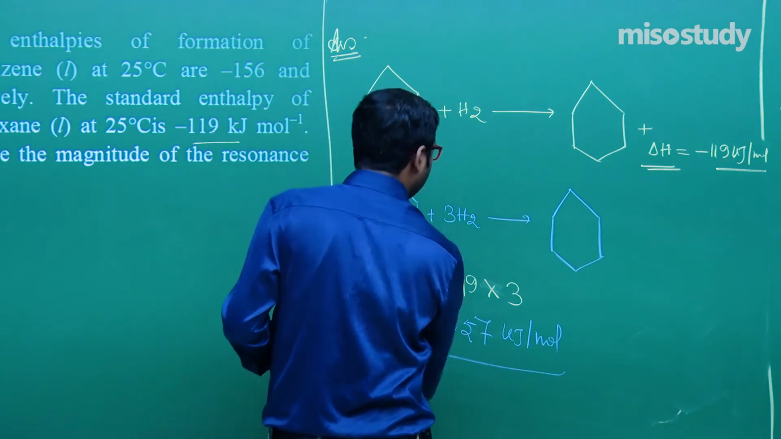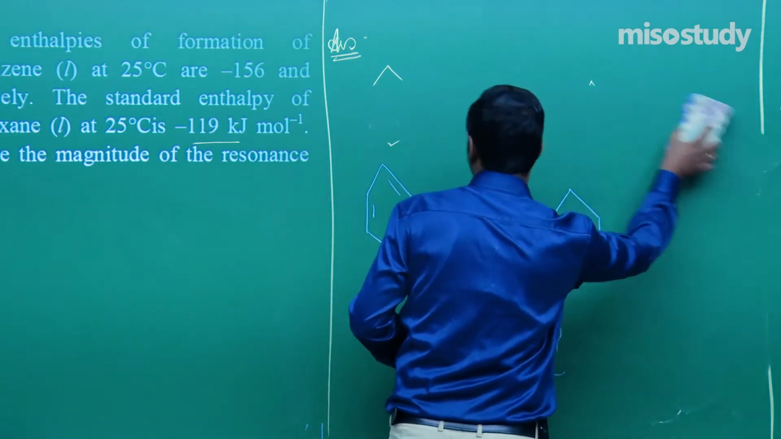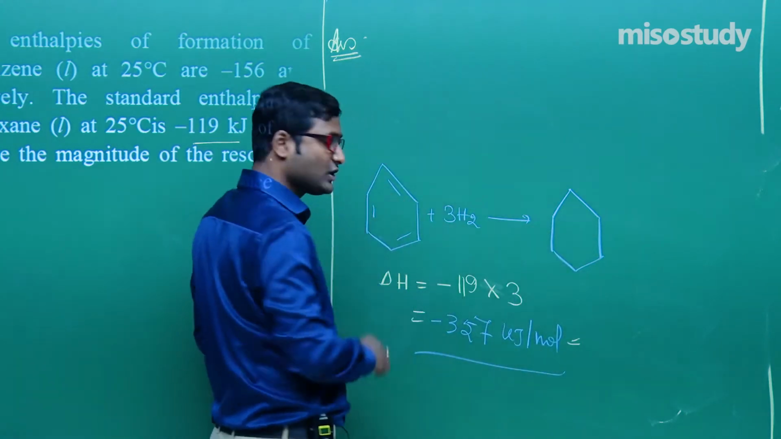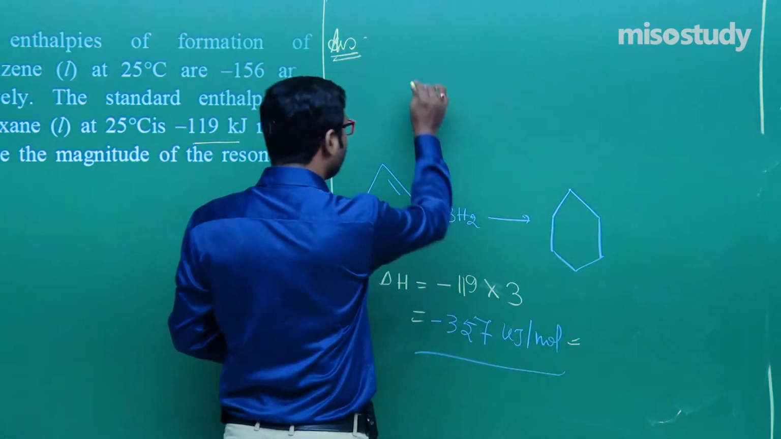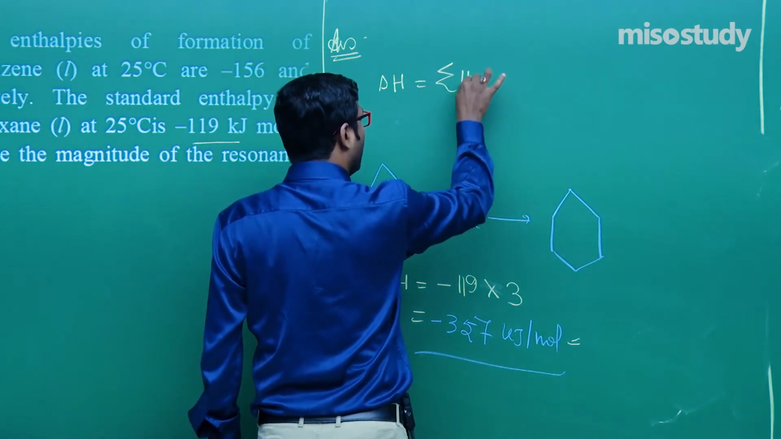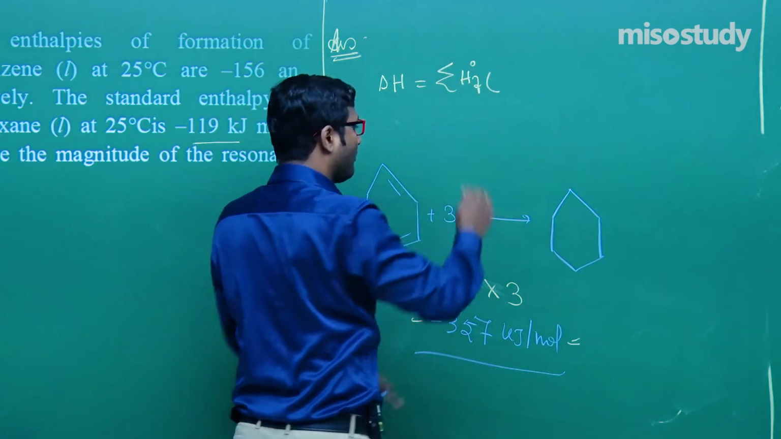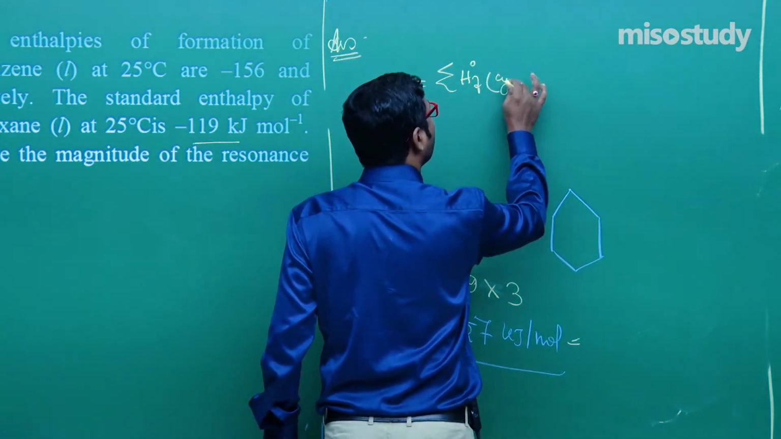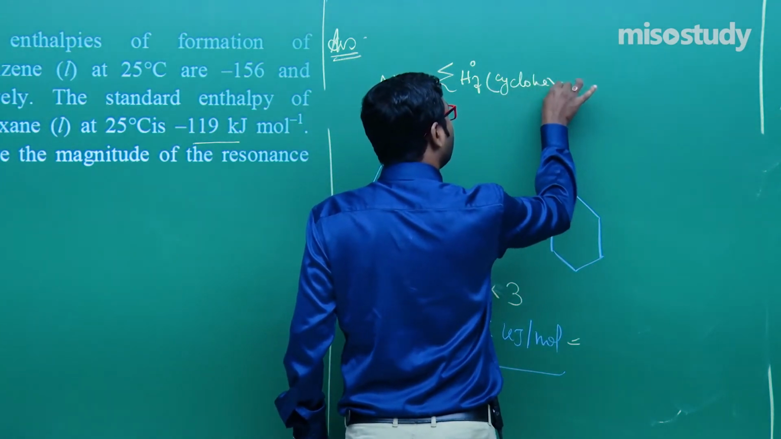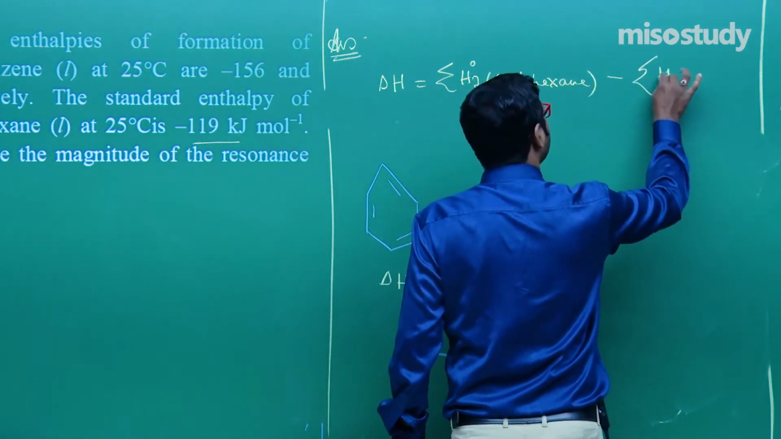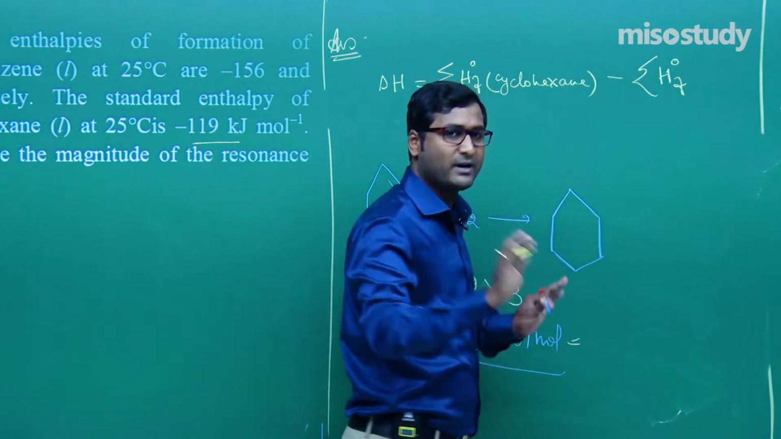Now, I am rubbing this part. Look at what I am telling. This is the value of delta H for this reaction, and as we know, delta H is equal to the summation of heat of formation of products. Here the product is cyclohexane. Write down here cyclohexane, minus the summation of heat of formation of reactants.